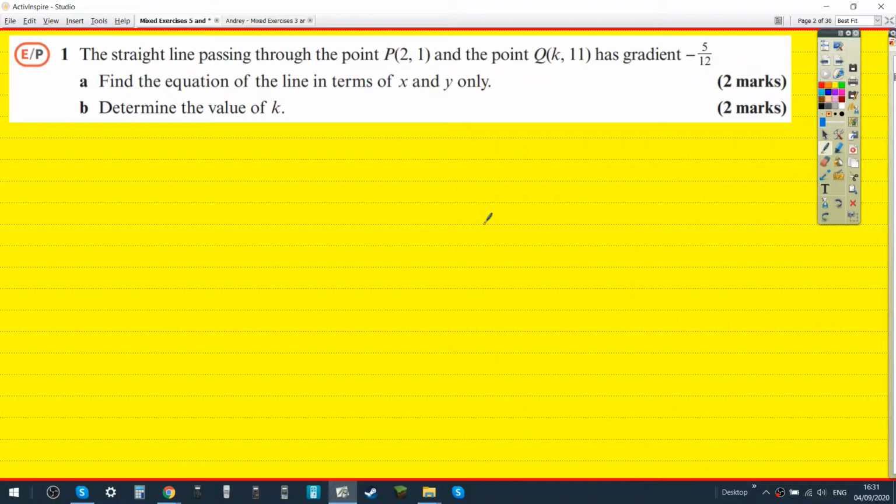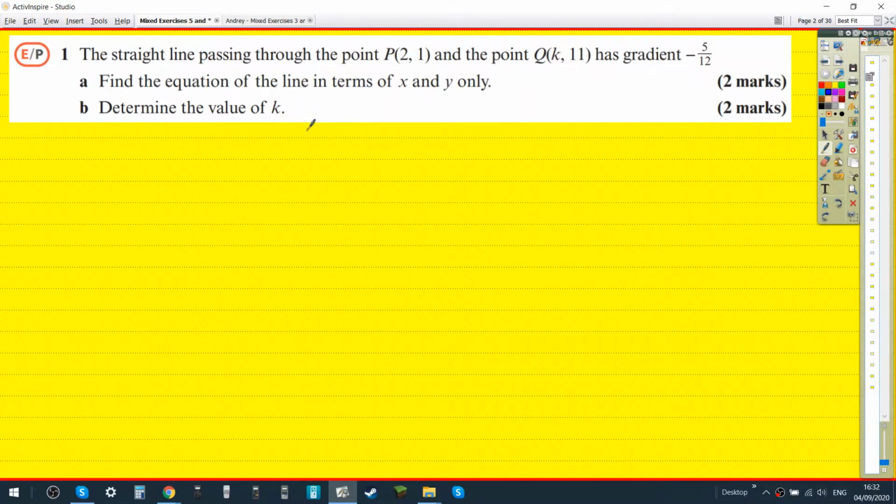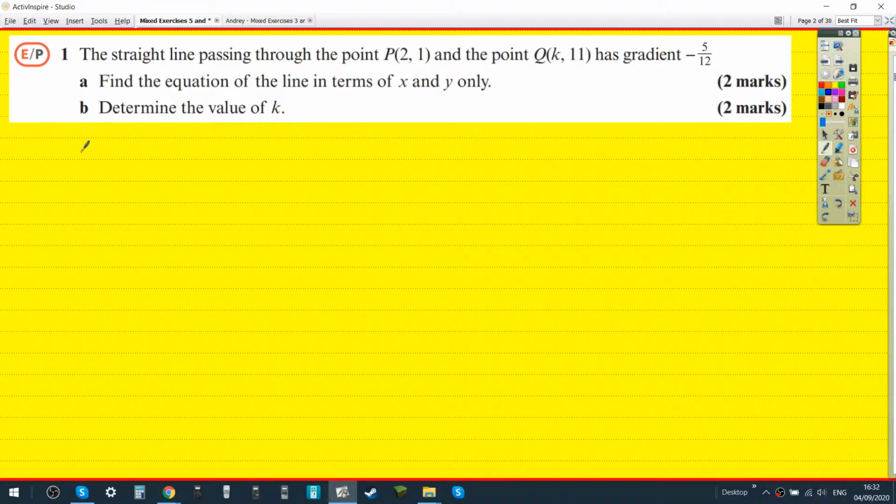So I think what I need to do here is do 7 minus minus 1 over k minus 2 equals minus 5 over 12, and then put that into my calculator.